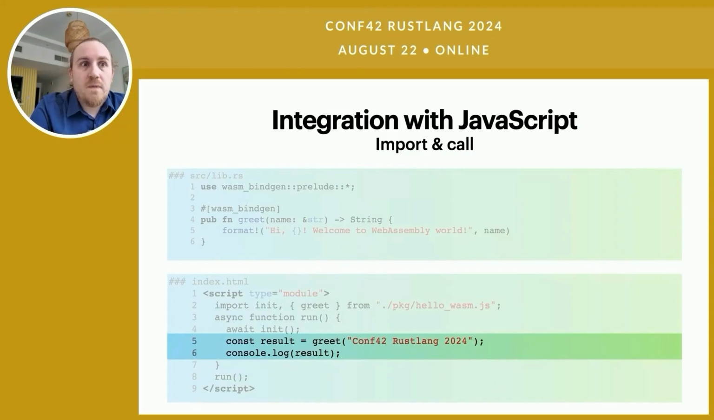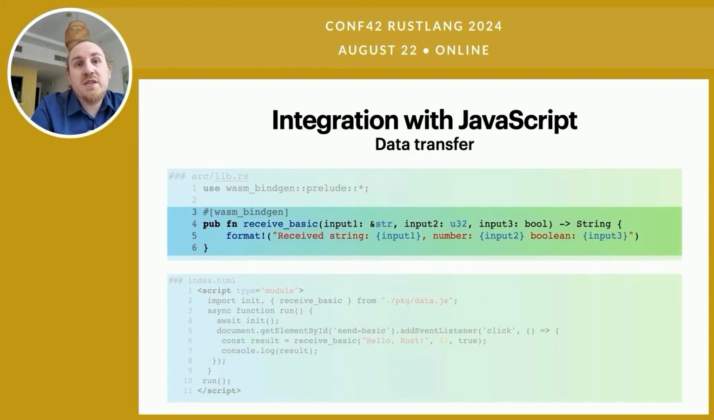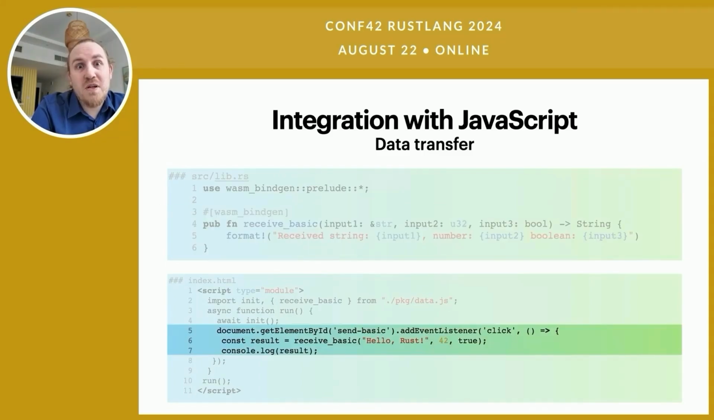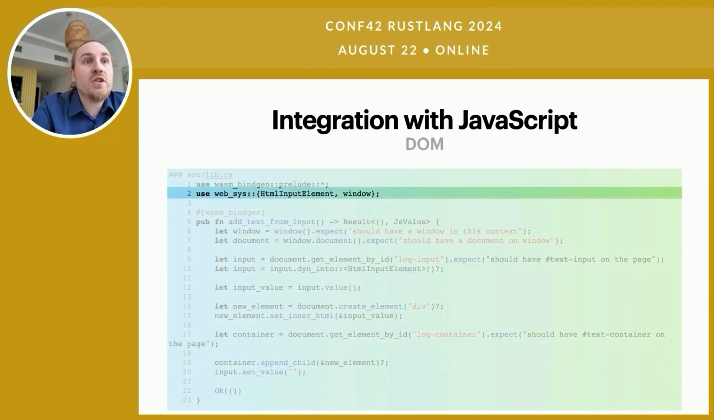Data transfer. Here is an example of obtaining basic data types such as string, number, or boolean value, and how to pass these params into our code. Let's now take a look at interaction with the DOM. In this example, we will read the data from the input, add it to the page, and clear the input.